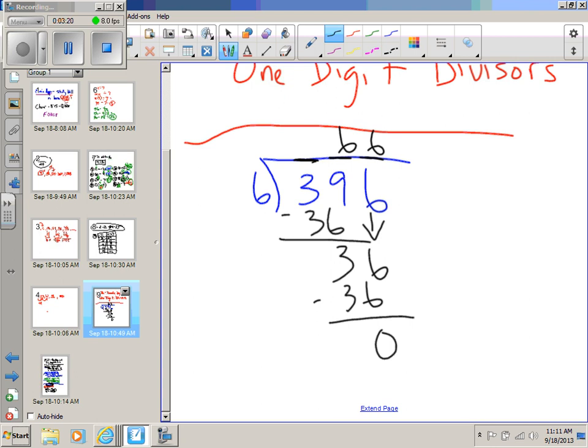Okay, well, don't think of something different. Think about what's up on the board. Okay? Yes? You don't need anything over the 3 if 6 does not go into 3. We could skip right over it. Go to 39, whatever that is. Okay?